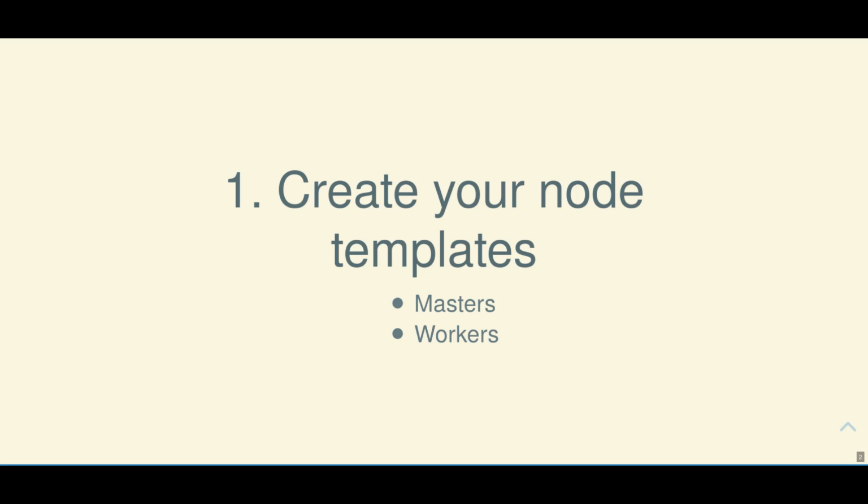The first thing to do is to create one or more node templates. A node template is a predefined configuration that Rancher will use to create nodes. Usually we create one template for masters and another for workers, because each type needs different resources. For instance, for workers, maybe we need more CPU and memory.